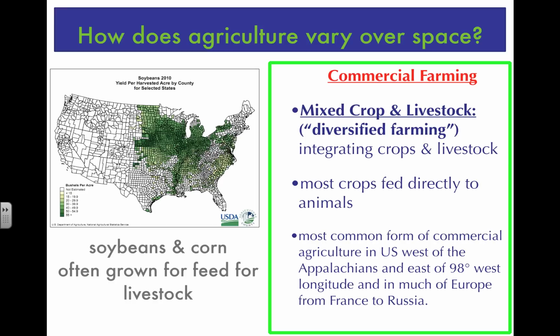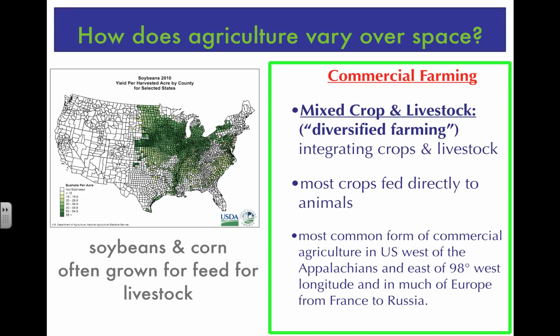First one we're going to take a look at is the most common form of commercial agriculture in the United States, known as mixed crop and livestock farming, or also known as diversified farming, whereby farmers integrate both crops and livestock into their farm. This is most commonly done for the purpose of feeding those crops directly to the animals themselves. There's also examples of more symbiotic relationships. So sometimes a farmer will utilize animals that will benefit the crops in some way, or vice versa. But the vast majority of the time, these crops are grown for the purpose of feeding the animals.